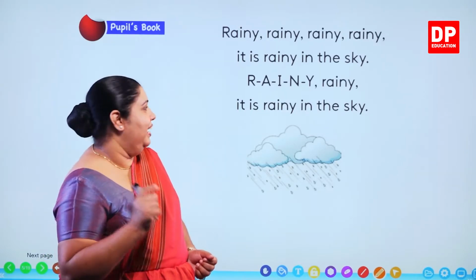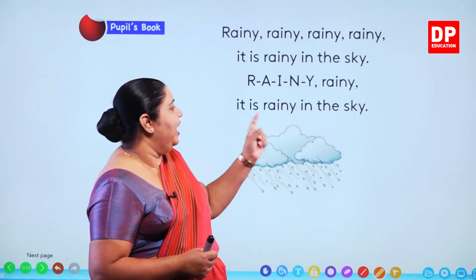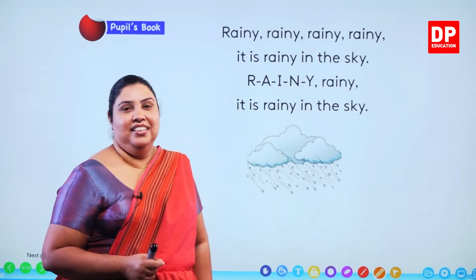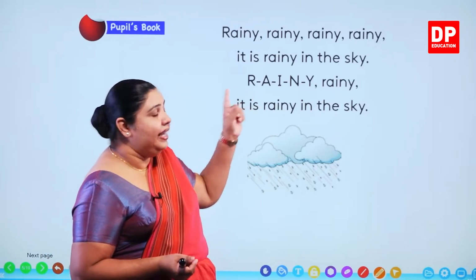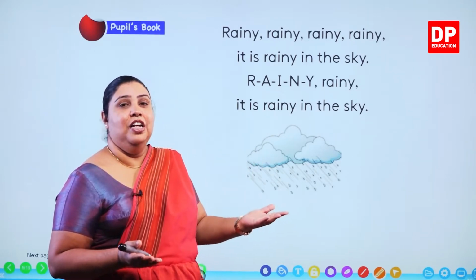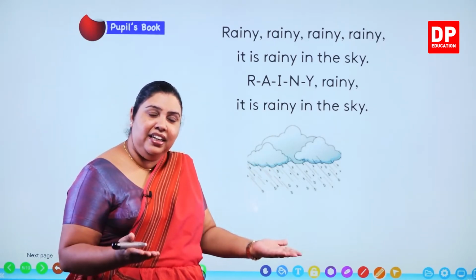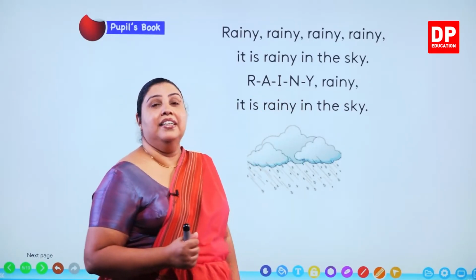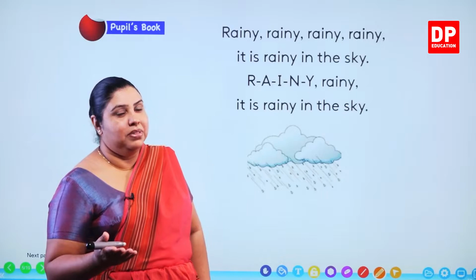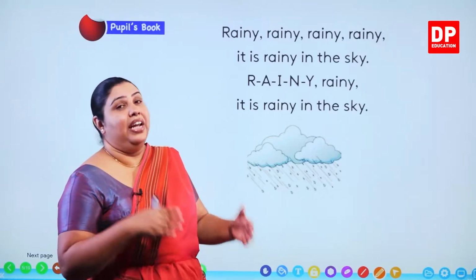R-A-I-N-Y, rainy. It is rainy in the sky. Now, how do we write the word rain? R-A-I-N, rain. But when we say rainy, as cloudy, you have to add another letter Y. So that becomes not rain, but rainy.